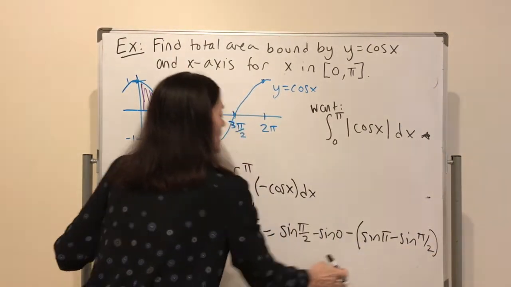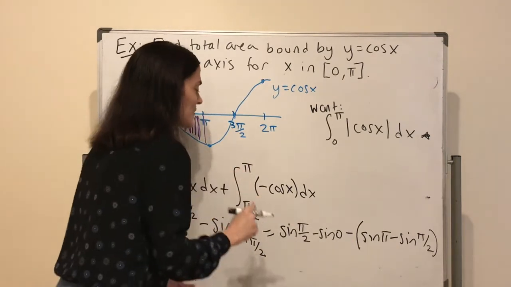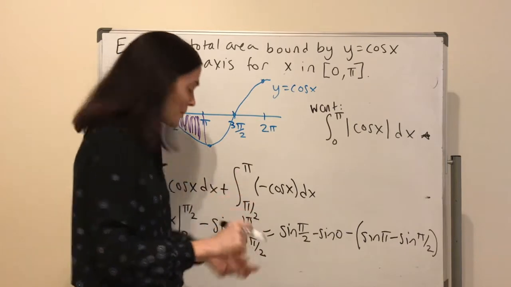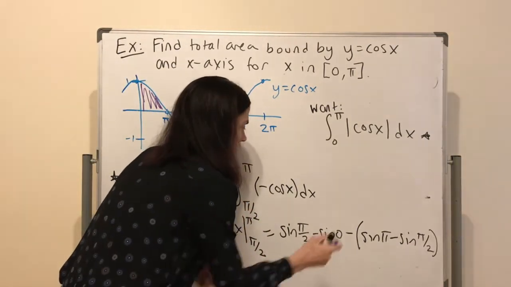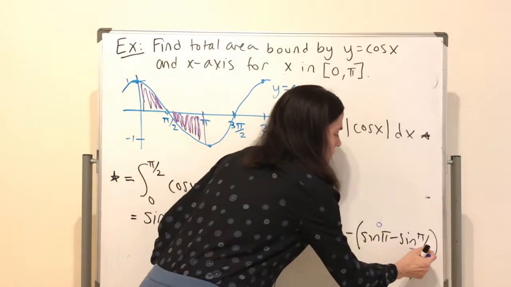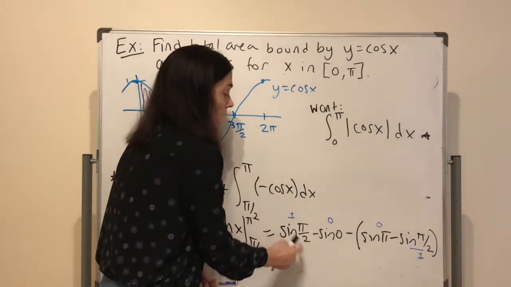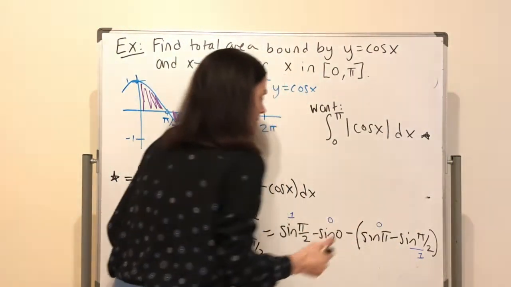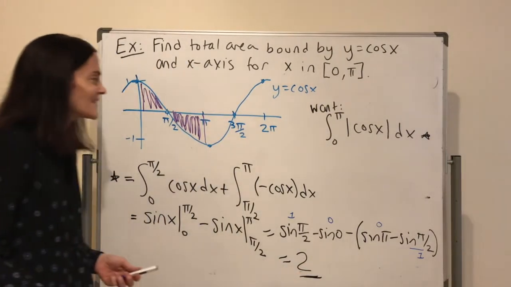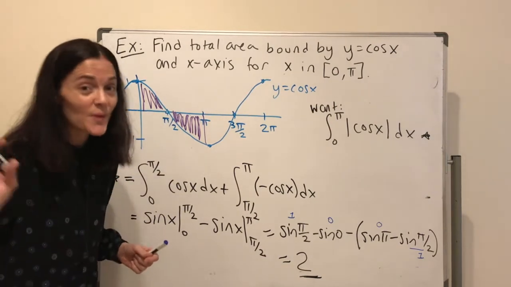Well, these are not too terribly bad to evaluate. Sine of pi over 2 is 1. Sine of both 0 and pi is 0. Maybe I should write that. This is 0. This is 0. This is 1. And then this one is also 1. And so now what do we have? We have 1 minus minus 1, which is 1 plus 1, which is 2. So this is the total area here, which is shaded in purple.